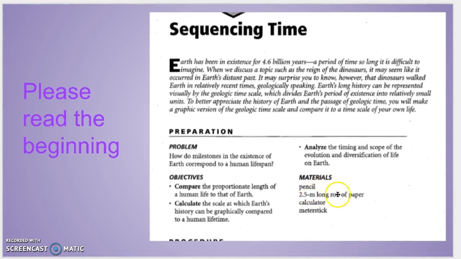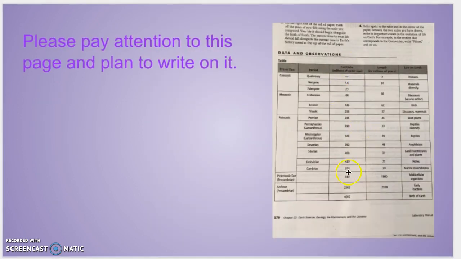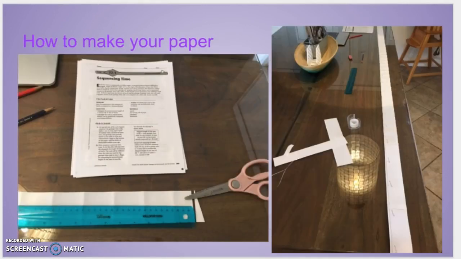Up in the materials, it's important to note that you do need a 2.5 meter long roll of paper. If you do not have adding machine paper or receipt paper, you can cut strips of paper until it's 2.5 meters long. That's a lot of strips of paper to cut, but I can show you how I do it in the next slide. You will also need a meter stick, but any ruler that has centimeter divisions will work for this lab. Please pay attention to this page and plan on writing all over it. You will refer back to this page quite a bit.